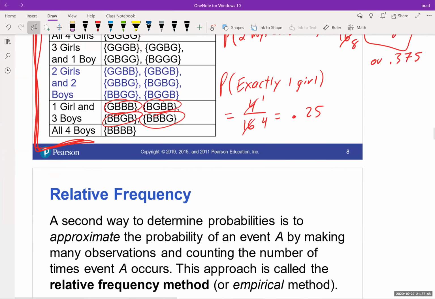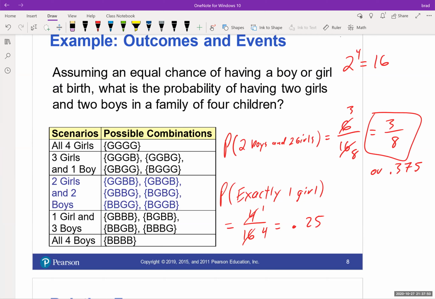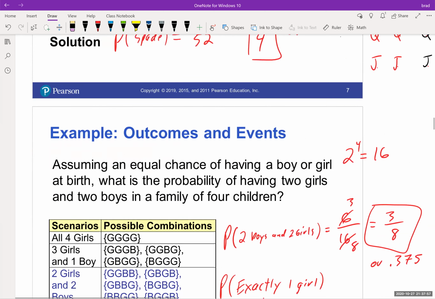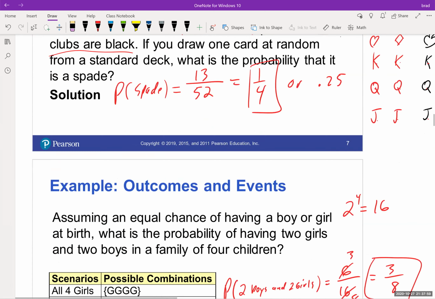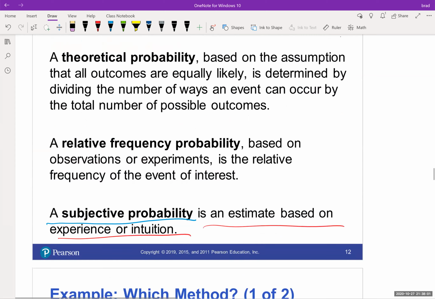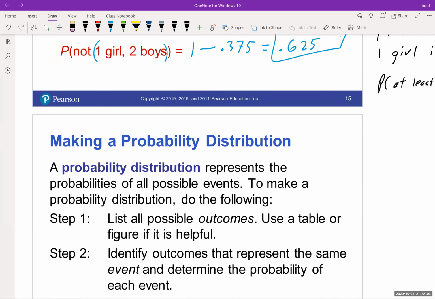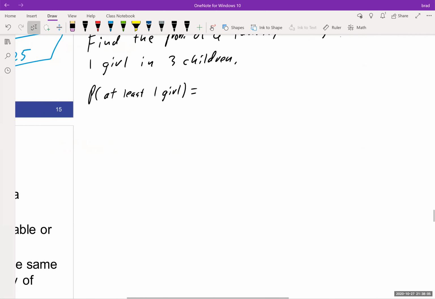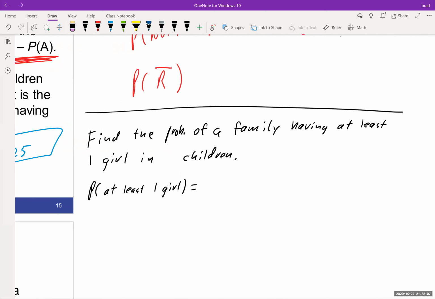Okay, so what I'm going to do is I'm going to come up here, and here's a family. Oh, you know what? That's not good enough. That doesn't help because that's for 4. Okay, well, let's do it in a family of 4. Okay, so we can use that chart. 1 girl in 4 children. Let's do 4. I forgot the chart was for 4. Okay, so at least 1 girl.